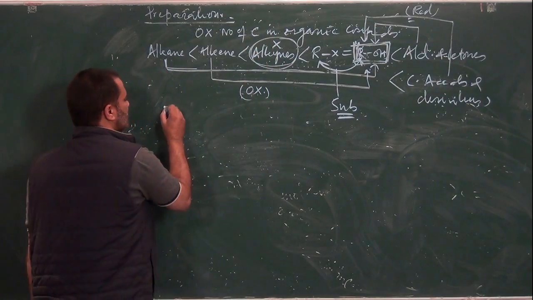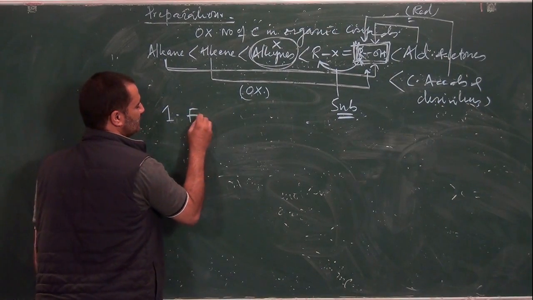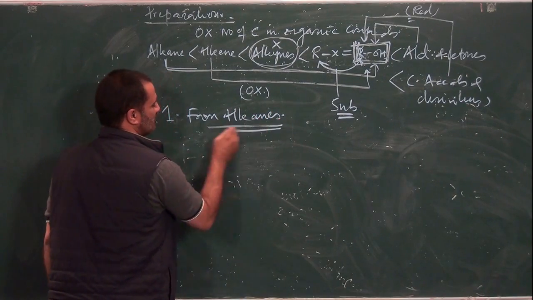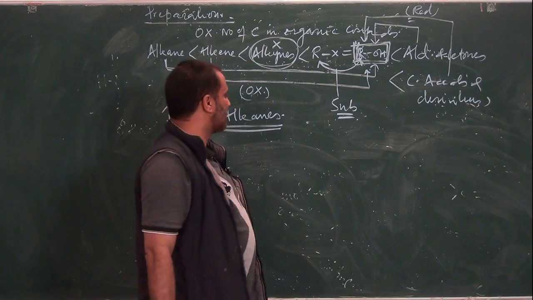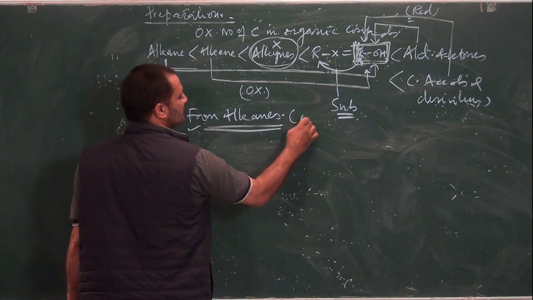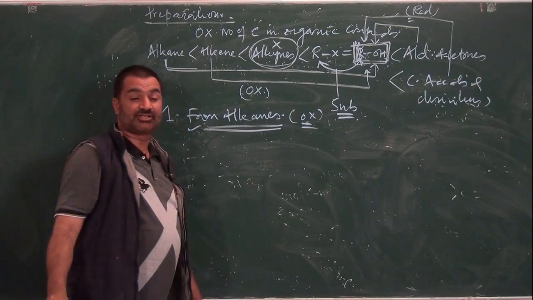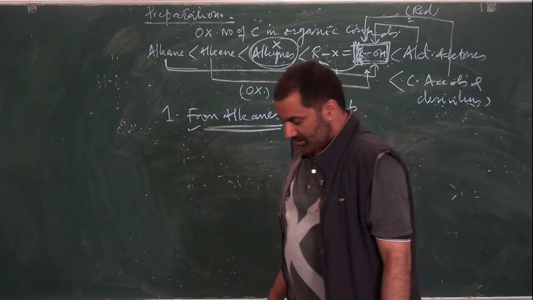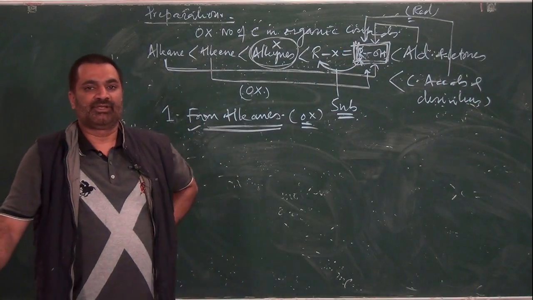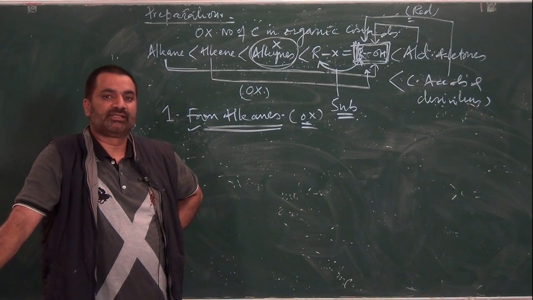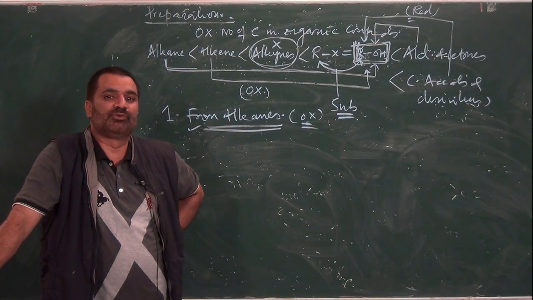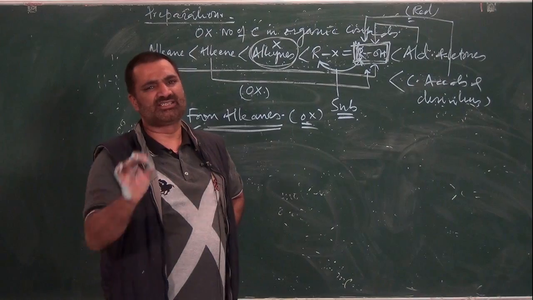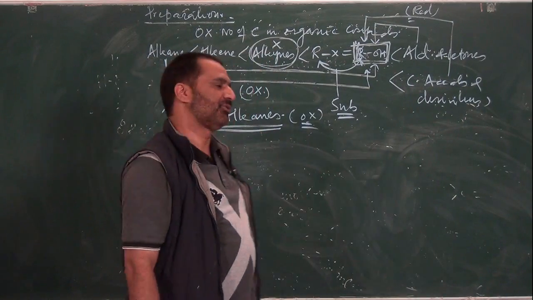Now, preparation number one, from alkanes. What do I have to do? Oxidation. Alkanes are generally resistant to oxidation, so they do not undergo oxidation. However, if the carbon is tertiary, then they undergo chemical oxidation with KMnO4 and result in the formation of alcohol. The net result is the insertion of oxygen between the carbon-hydrogen bond.